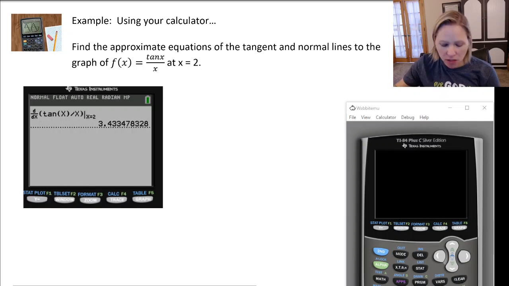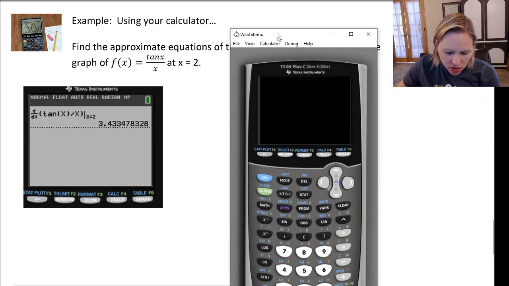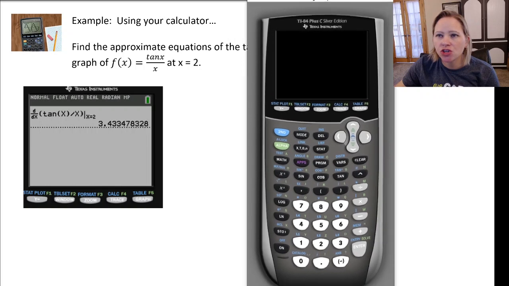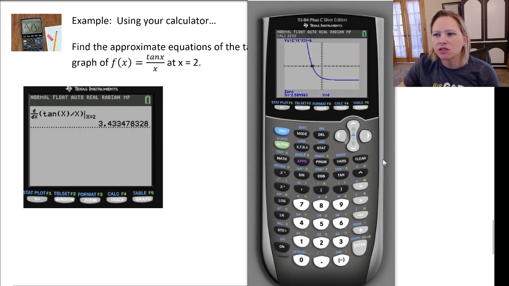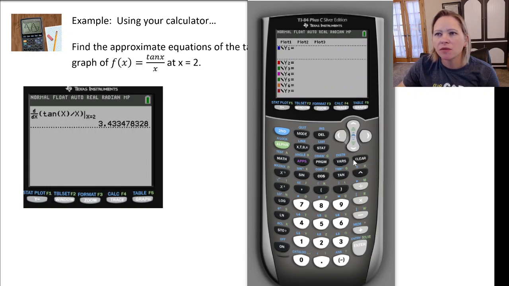So let's review a little bit about how we use our calculator. You can see I've already put a screenshot of the resulting derivative here, just to make sure that stays on my screen. But the first thing I'm going to do is plug my function in. So I'm going to say tangent of x, with lots of parentheses around my function, divided by x. And so there's my function like that.